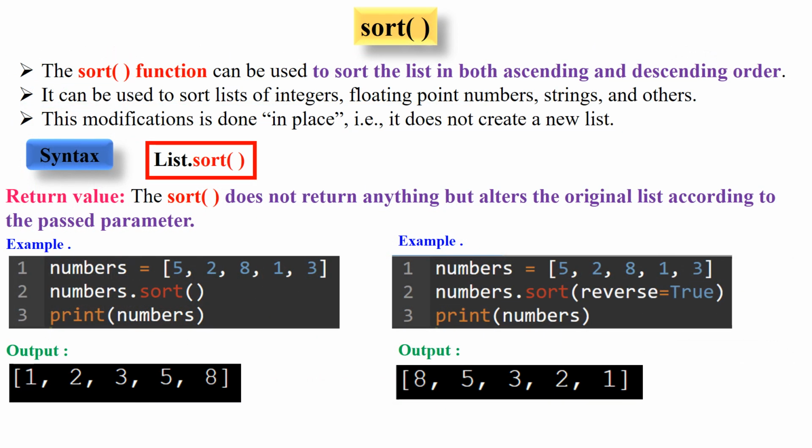The sort function can be used to sort the list in both ascending and descending order. It can be used to sort lists of integers, floating point numbers, strings, and others. This modification is done in place, that is, it does not create a new list. The syntax is list.sort(). The sort does not return anything but alters the original list according to the passed parameter. Revise the examples given here.